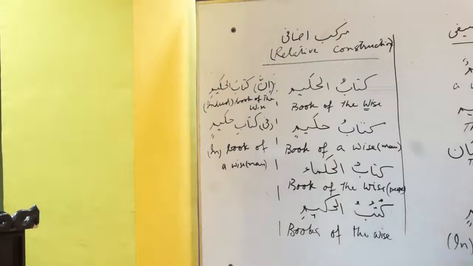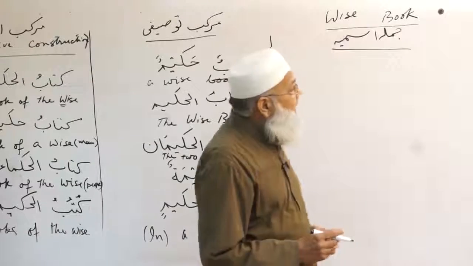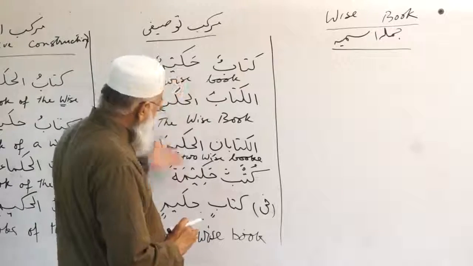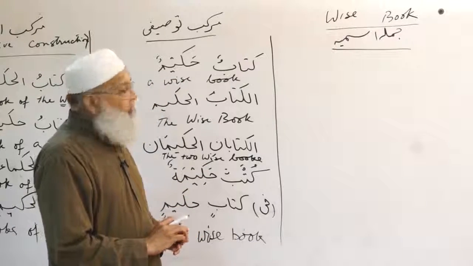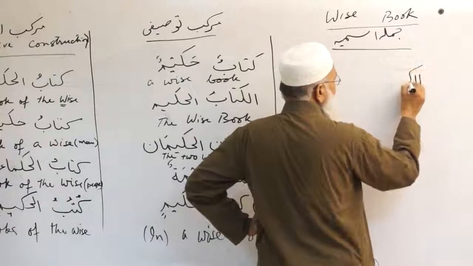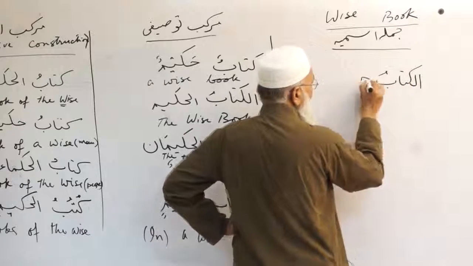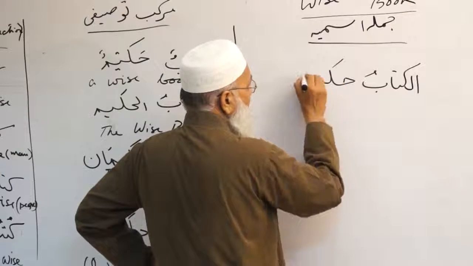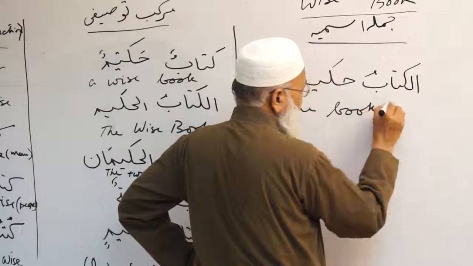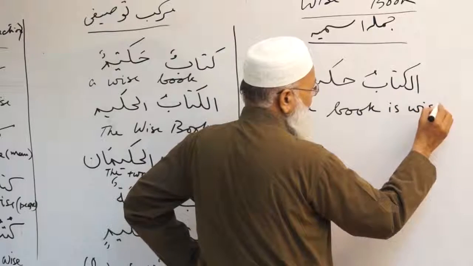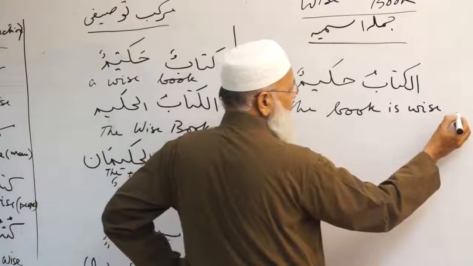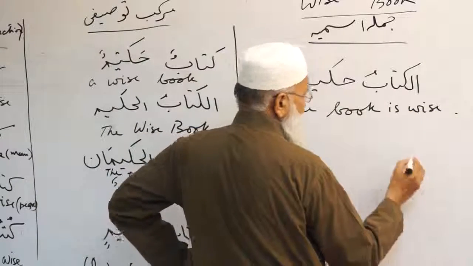Then as I said, in Arabic there can be a sentence without a verb. So with the same two nouns, we can make complete sentences. For example, Al-Kitabu Hakimun. The book is wise. That means containing wisdom, full of wisdom. Full complete sentence, so we put a full stop here. The book is wise.